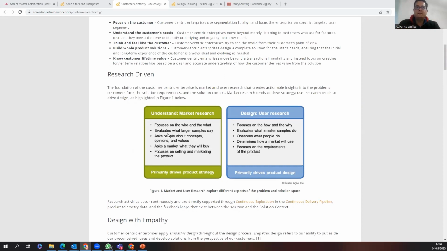The first part is researching the market, where we focus on the who and the what. Basically, whose problem are we trying to solve, and what are the problems that exist? Then we do user research on how we can solve this problem for those kinds of users. So there are two domains: the problem domain and the solution domain. When we are talking about customer centricity, we have to take care of both domains.